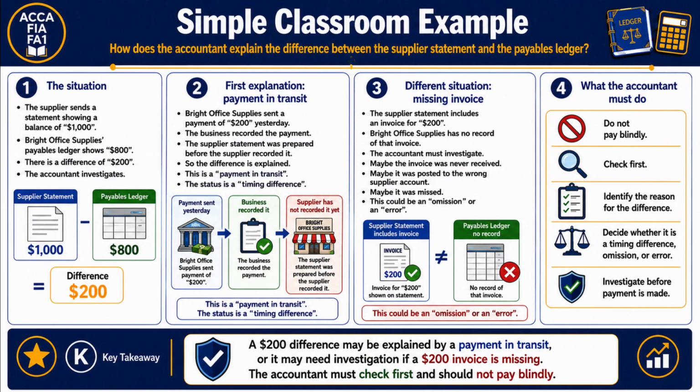Now imagine a different situation. The supplier statement includes an invoice for $200, but Bright Office Supplies has no record of that invoice. Now the accountant must investigate. Maybe the invoice was never received. Maybe it was posted to the wrong supplier account. Maybe it was missed. This could be an omission or an error. The accountant must not pay blindly. The accountant must check first.